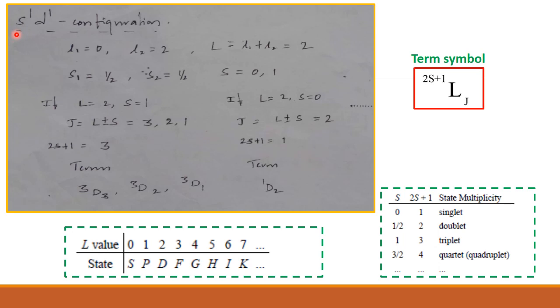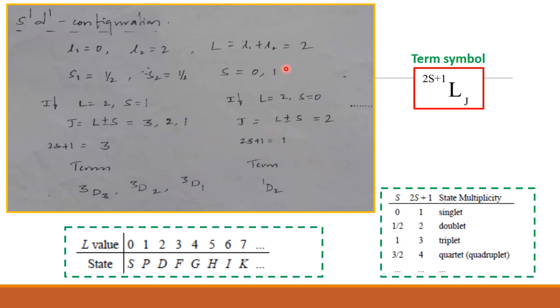Similarly, here I consider the s1 and d1 configuration. For s, L is equal to 0 and for d, L is equal to 2. Summing these L1 plus L2, the resultant orbital angular momentum quantum number L is 0 plus 2, which is 2. And similarly, here one electron is there, here one electron is there. S1 is up and S2 is also up, so up plus up is 1. If one electron has a positive sign and the other electron has opposite spin, then the resultant spin is 0.